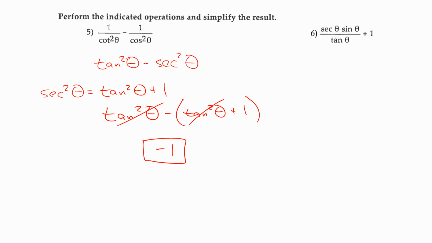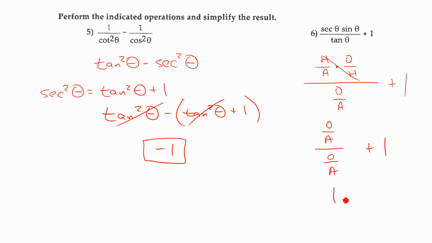Let's do the same thing over here. So a couple options that we have here. One thing that we can do is just know that secant is the flip of cosine. So this is secant is hypotenuse over adjacent, times sine. Sine is opposite over hypotenuse. And the whole thing divided by tangent. Tangent is opposite over adjacent. Then the whole thing plus 1. Let's clean this up. Those cancel. So we would have O over A divided by O over A, which is just 1. So 1 plus 1 equals 2.